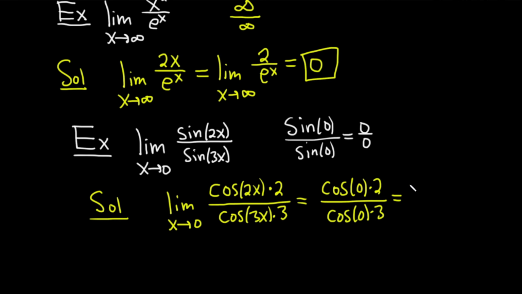The cosine of 0 is 1, so we get 1 times 2 over 1 times 3, and so we get 2 over 3 as our answer in this problem. All right, let's go ahead and do one that's a little bit harder.